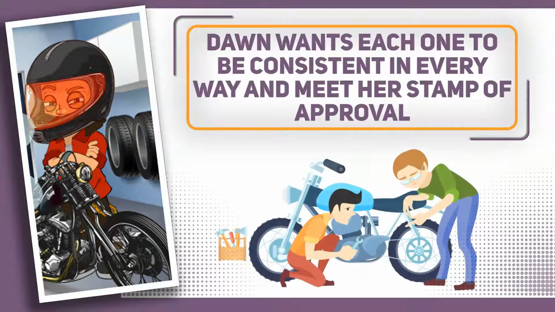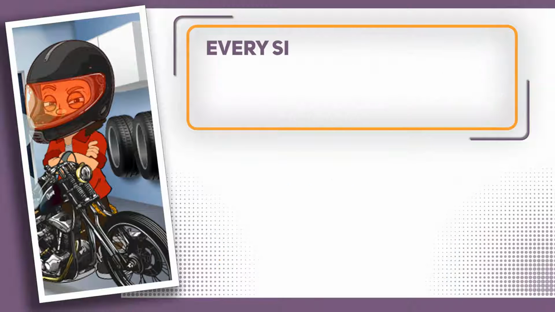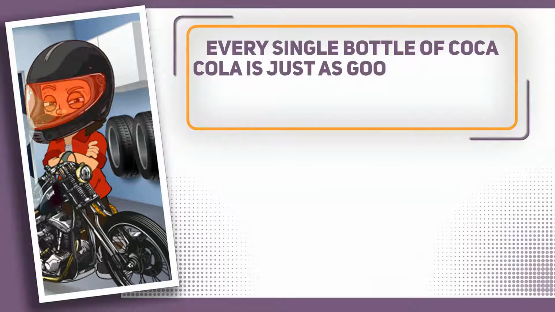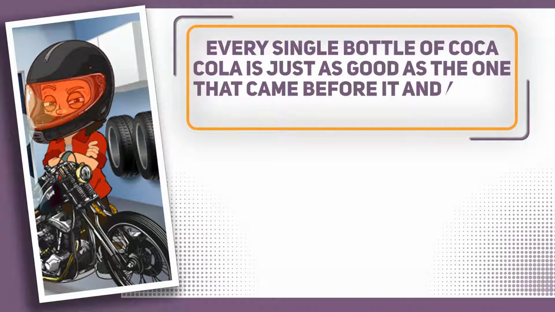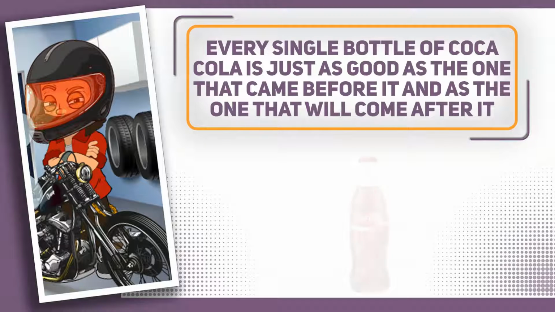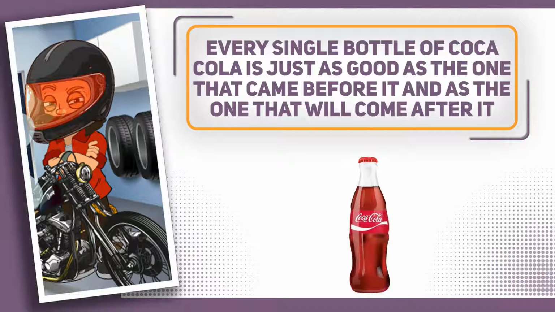This consistency is one of the most important aspects of flow production. Each item is identical to the one that came before it. Every single bottle of Coca-Cola is just as good as the one before, and just as good as the next one will be. So let's have a look at this continuous production process the bikes go, or even flow, through.